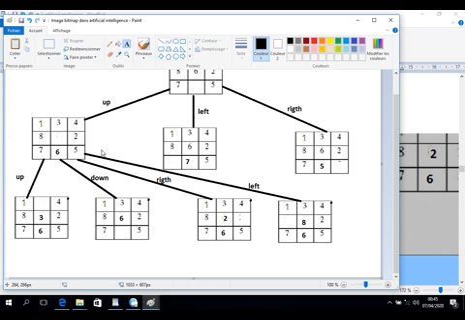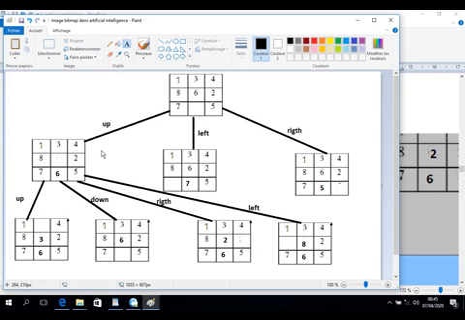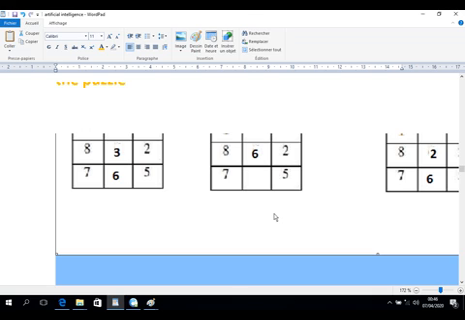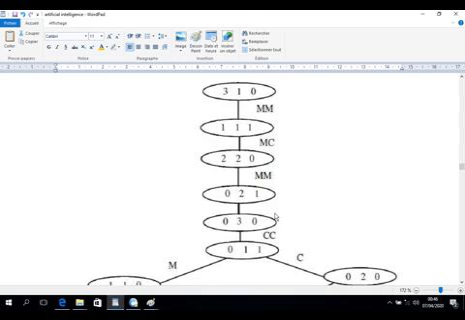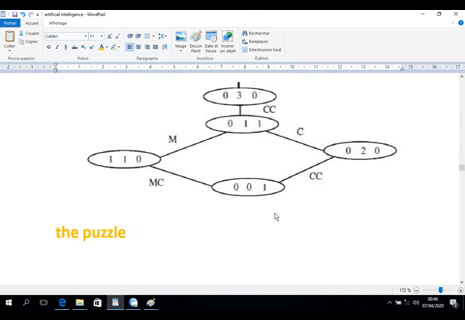So that is the problem space representation by a graph. And then in this particular situation, this is a tree. Is it okay? So that is it.